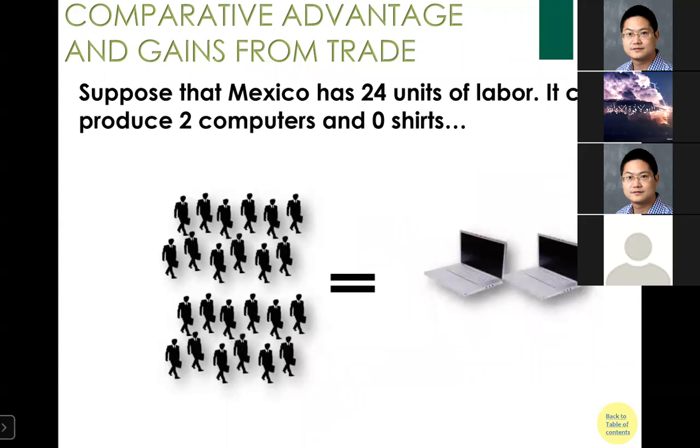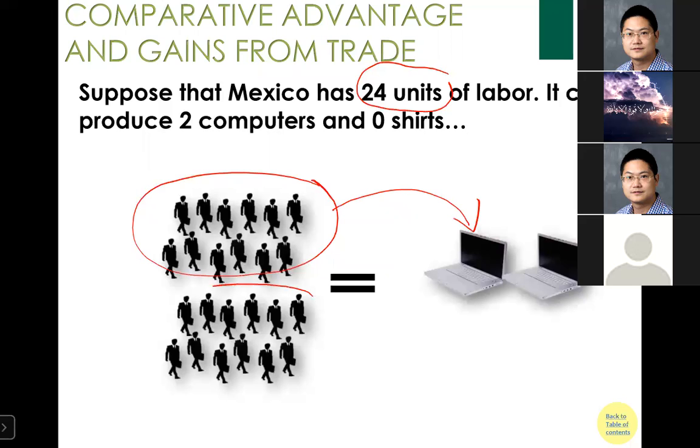So now, suppose Mexico has a total of 24 units of labor. That's their resource. Now remember, resources are scarce, right? So they have a total of 24 units. That means if they spend all their resources to produce computers, what are they going to do? Because 12 workers produce one computer, and we have 24, we have 2 groups that are going to produce 2 computers, right? Because they allocate all the resources to computers, they are going to produce 0 shirts.